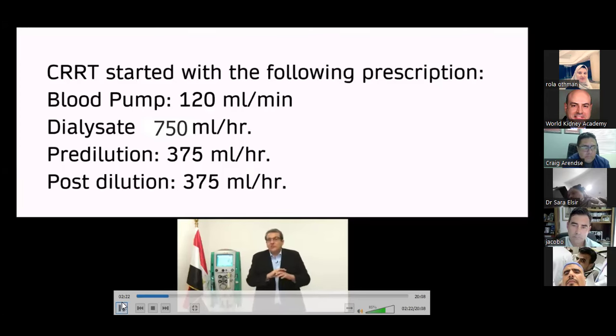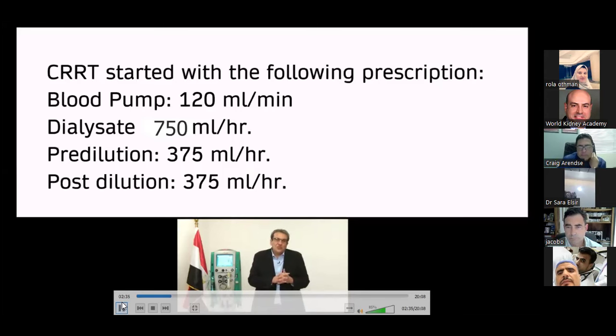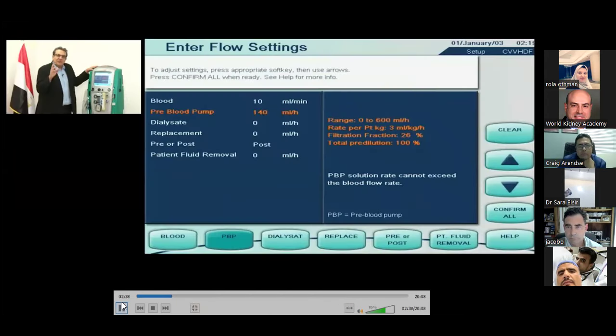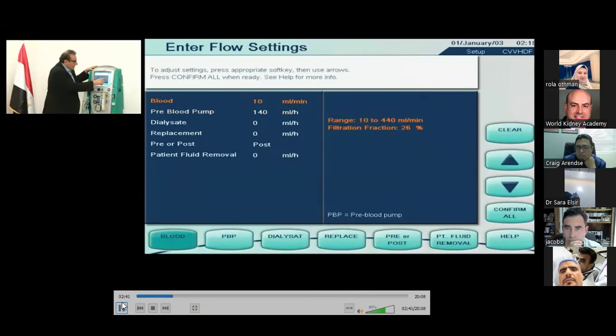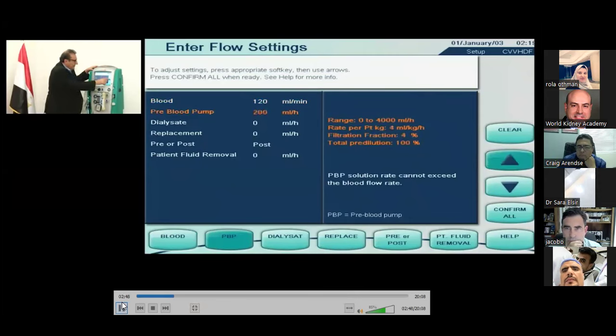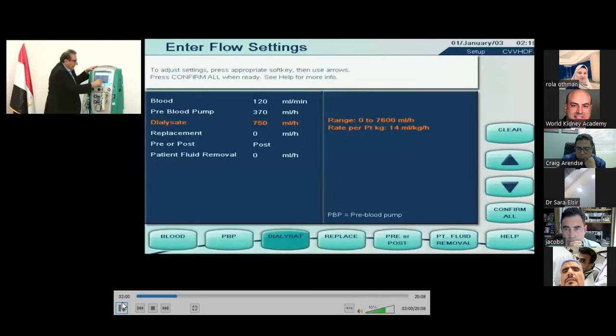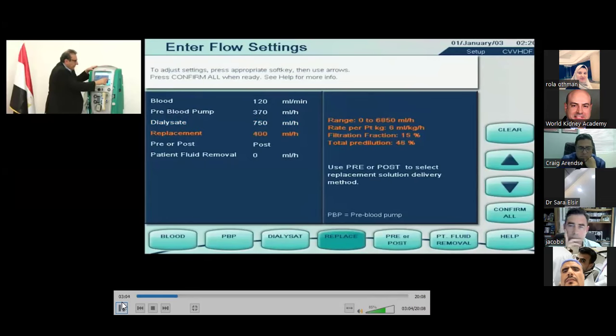He also prescribes zero heparin, of course, because the patient is in active bleeding. He does prescribe zero UF because there is no overload, and he prescribes potassium-containing solutions. From the case simulation, remember that prescription was blood pump speed 120. Remember the pre-blood pump was at 370. Remember the dialysate was 750. And the replacement was also 350. So this was how the prescription looked like.